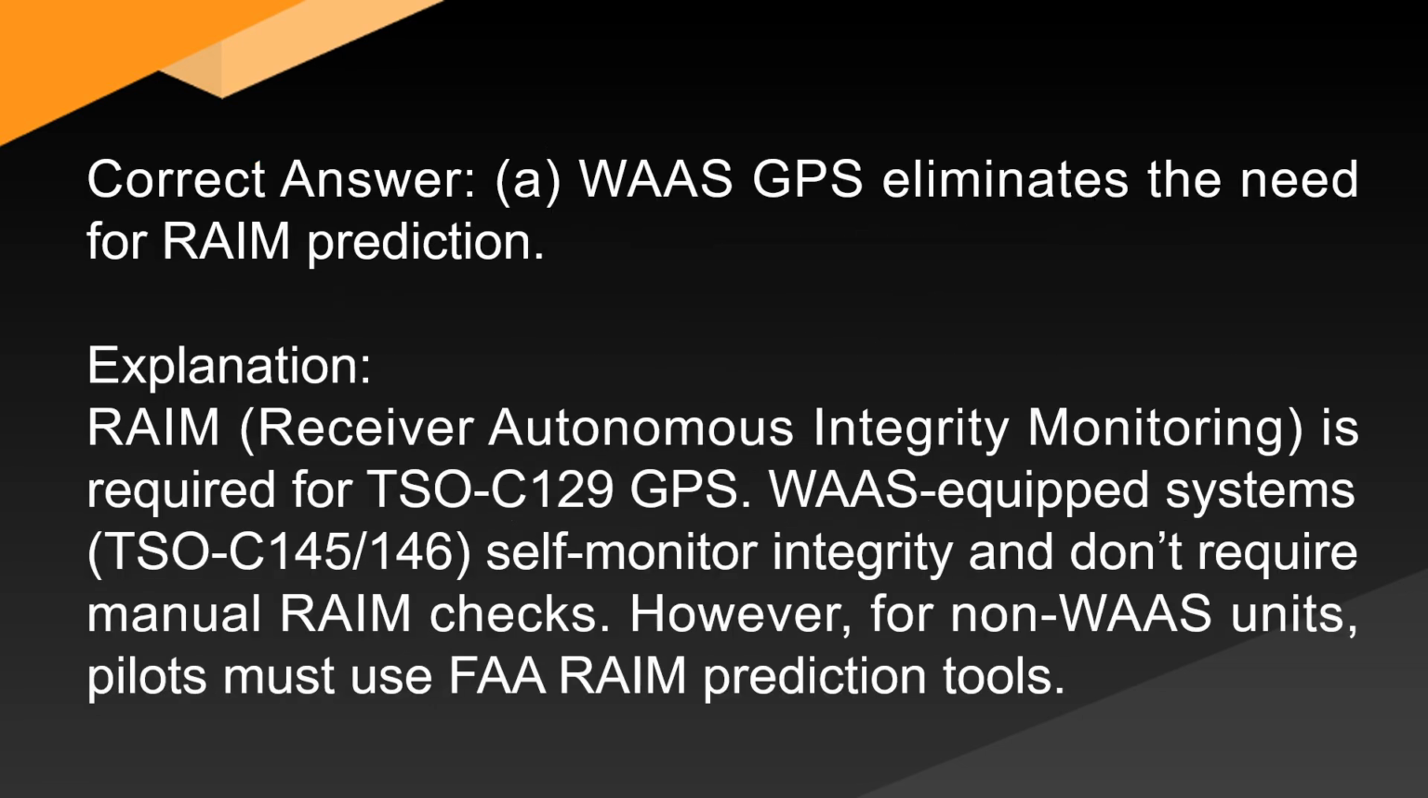Correct answer. A. WAAS GPS eliminates the need for RAIM prediction. Explanation. RAIM, Receiver Autonomous Integrity Monitoring, is required for TSO C129 GPS. WAAS-equipped systems, TSO C145, C146, self-monitor integrity and don't require manual RAIM checks. However, for non-WAAS units, pilots must use FAA RAIM prediction tools.